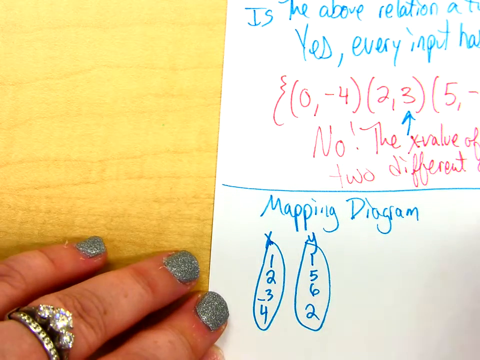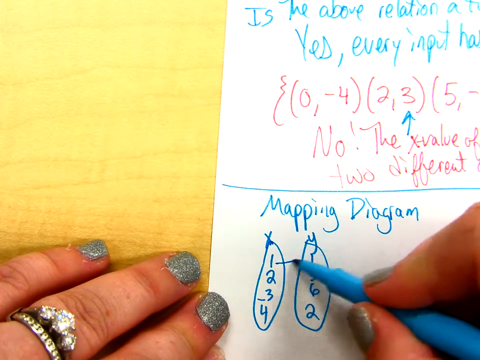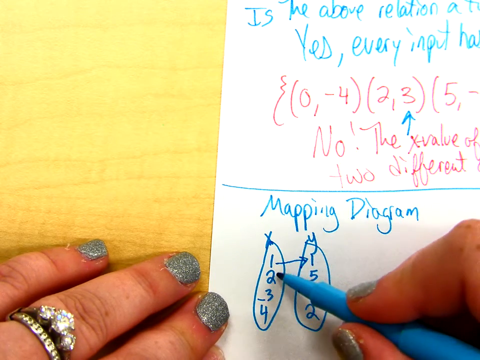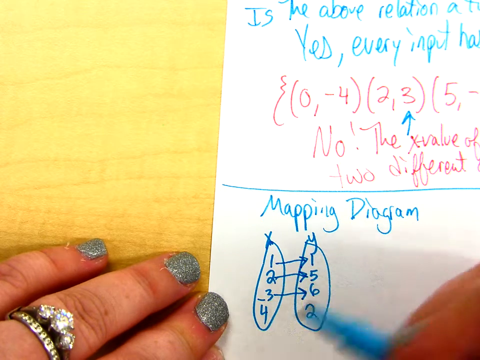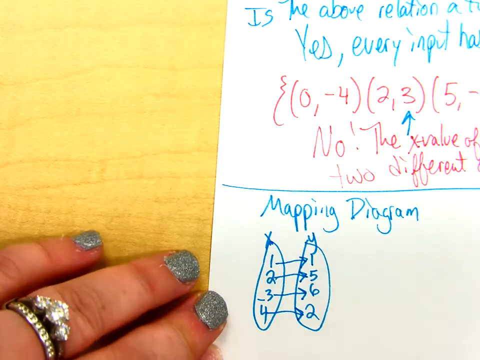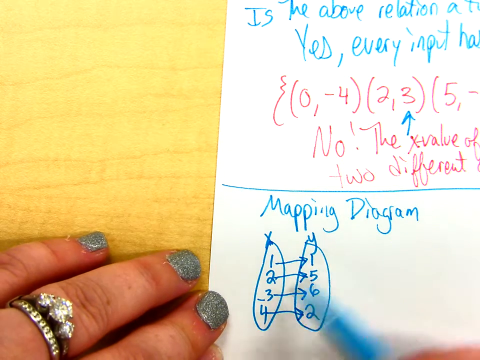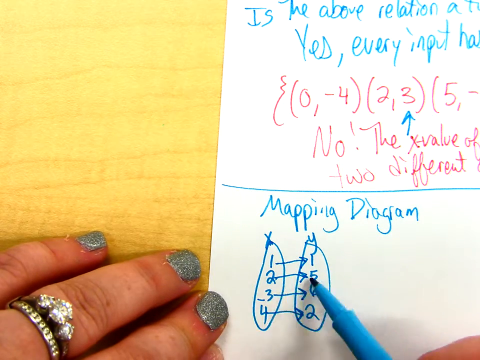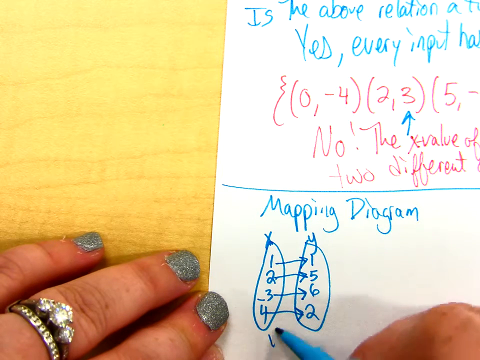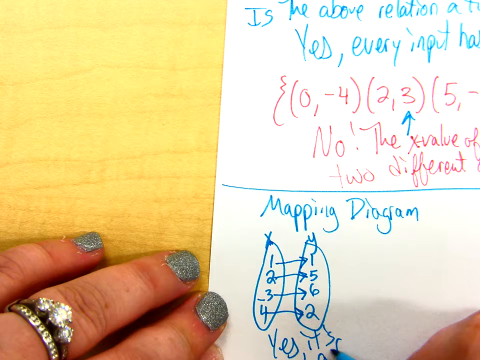And then all you do, again, order doesn't matter in these bubbles either. You literally just draw an arrow from whatever the x was to its corresponding y. So when I plugged in a 2, I got out a 5. -3, I got out a 6. And a 4, I got out a 2. So instead of writing it as a list of ordered pairs, you might see it like this. Is this thing a function? Yeah, look, every x goes to exactly one y. So this was a yes, it's a function. But we already knew that.